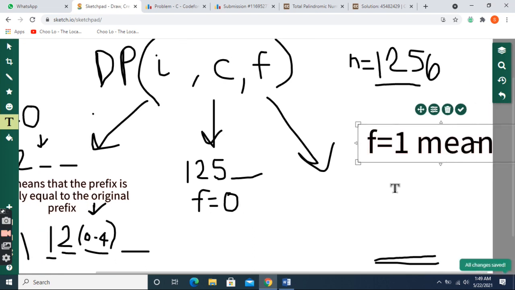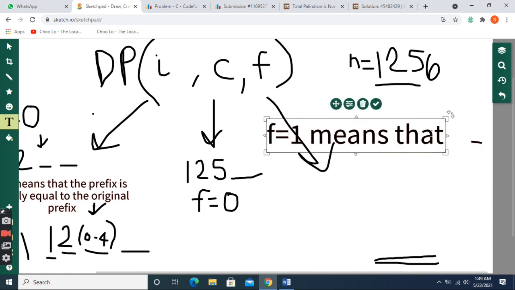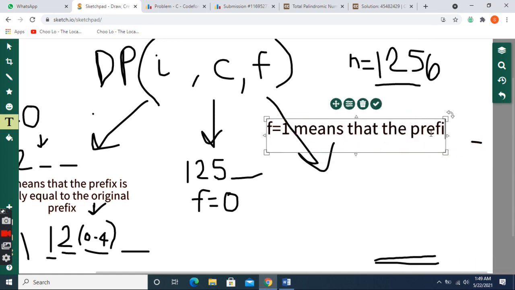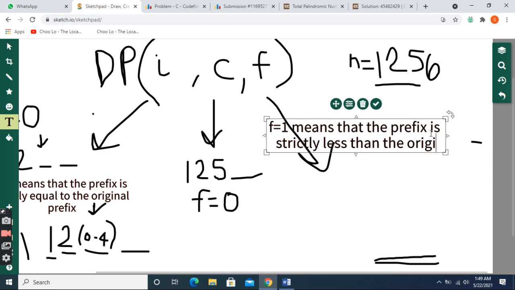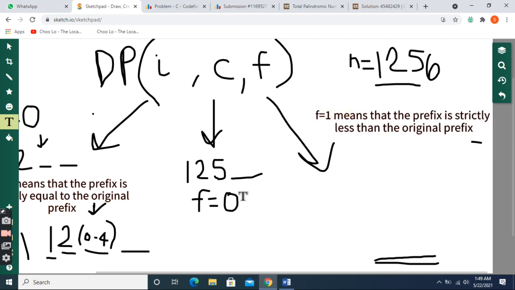F equal to 1 means that the prefix is strictly less than the original prefix, which means that, for example, my number that I have formed is of the form 1 1 dash dash. So now in this case I can fill any digit in this position from 0 to 9. My I will just become I plus 1, C will become C plus 1 if the digit is non-zero, and F was 1 and it will remain 1. So these are my 3 transitions.